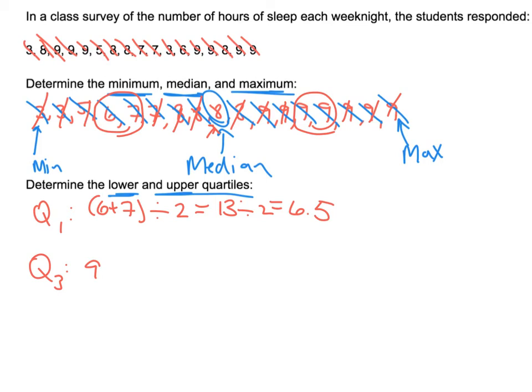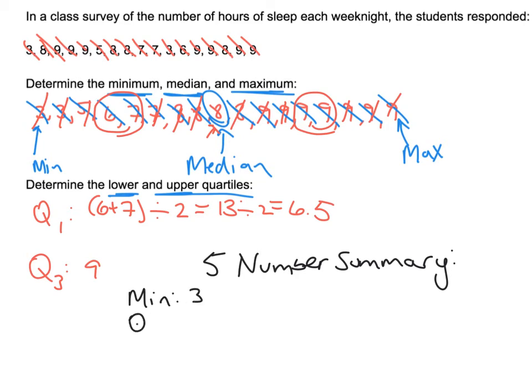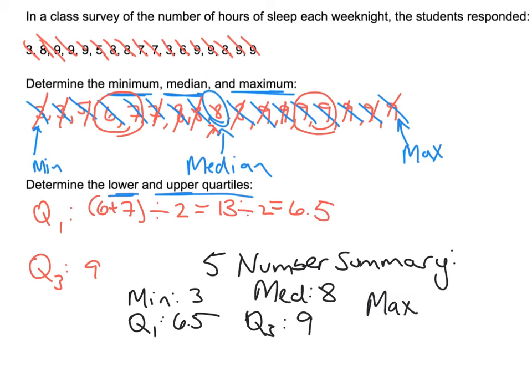So that means that we have what we call a 5-number summary with the following data points, okay? Our minimum was 3. First quartile was 6.5. Our median is 8. Our Q3 is 9, and our maximum is also 9.